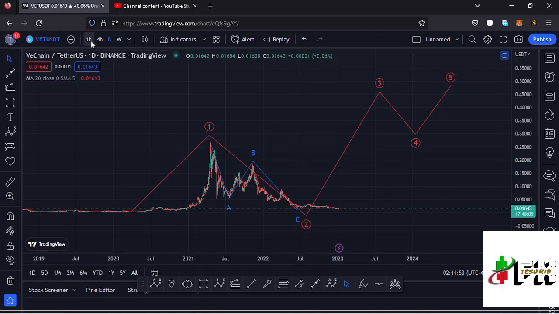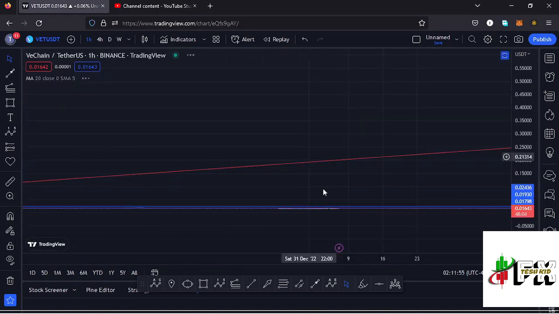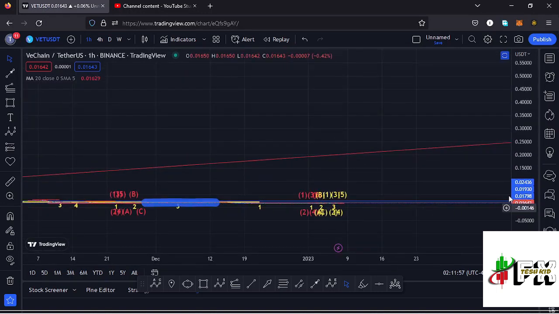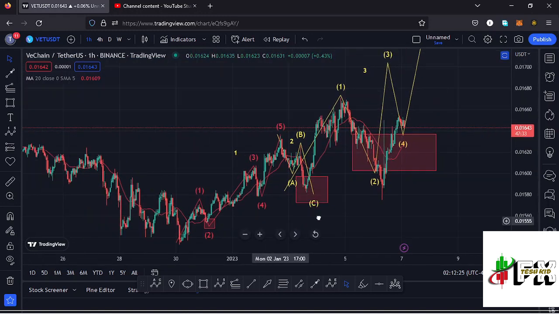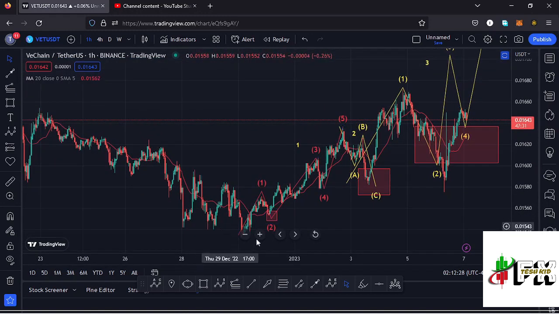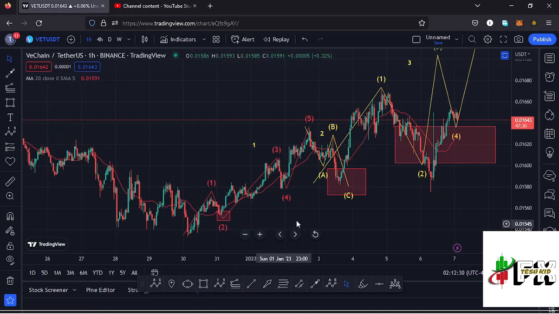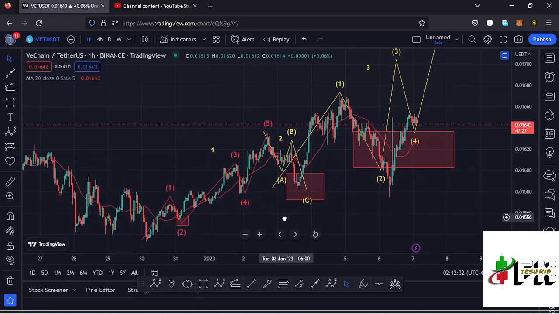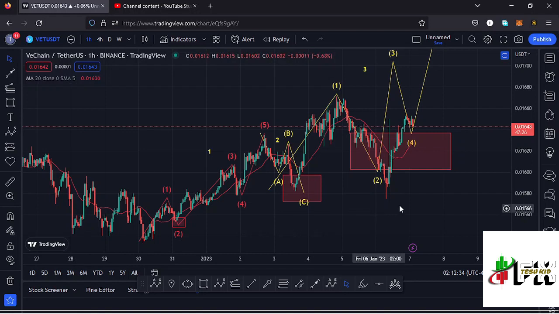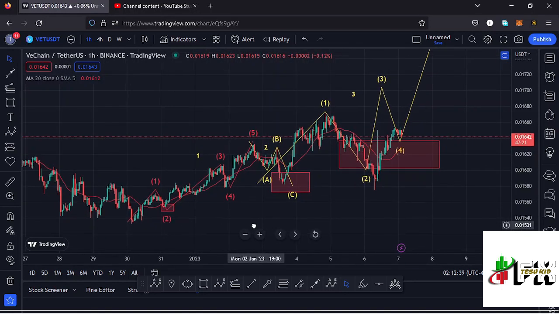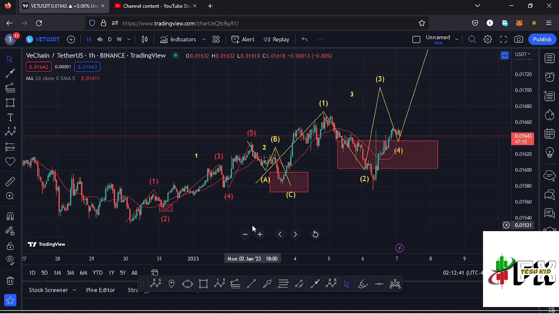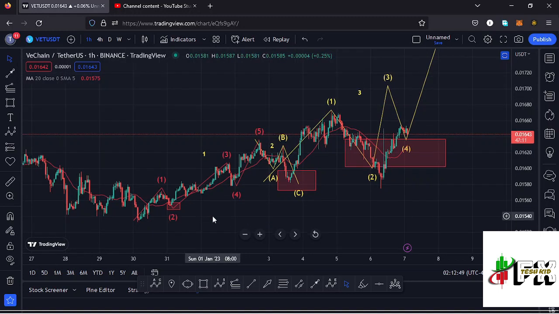And jumping to the 1 hour chart for further analysis and also to give you the short-term scenarios that I'm expecting to play out. Here on the 1 hour chart, you can see that down here, this is where we made our low at around the $0.015 mark, then started a very nice bounce to the upside in what has been obeying the Elliott wave structures. And in this video, I want to make some few adjustments to this Elliott wave structure that I have right here.